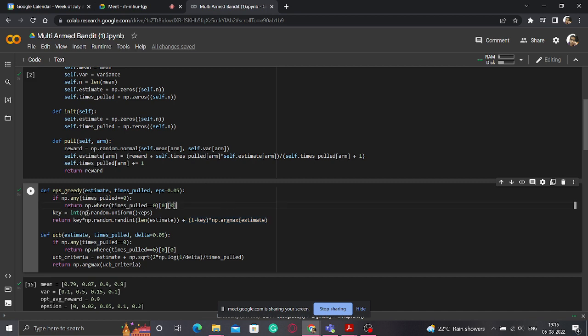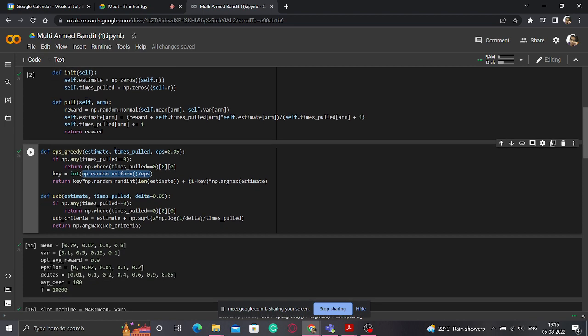And what I did was a uniform random distribution. If it is less than epsilon, then I'm exploring. If it's greater than epsilon, I'm exploiting. Does this make sense?